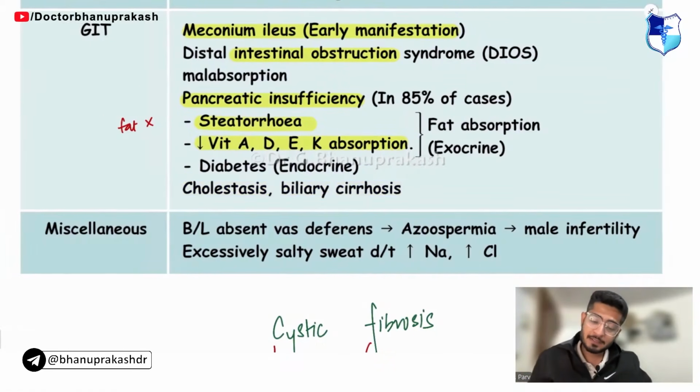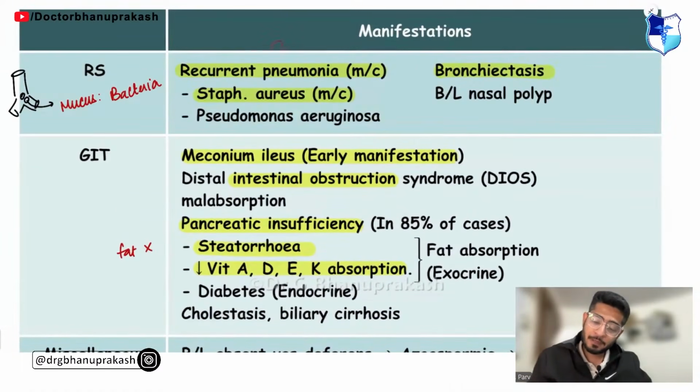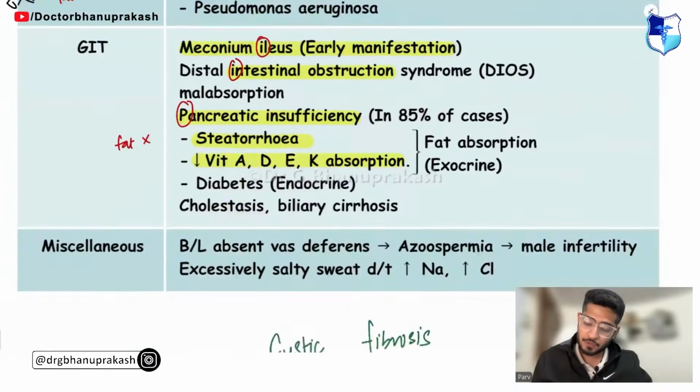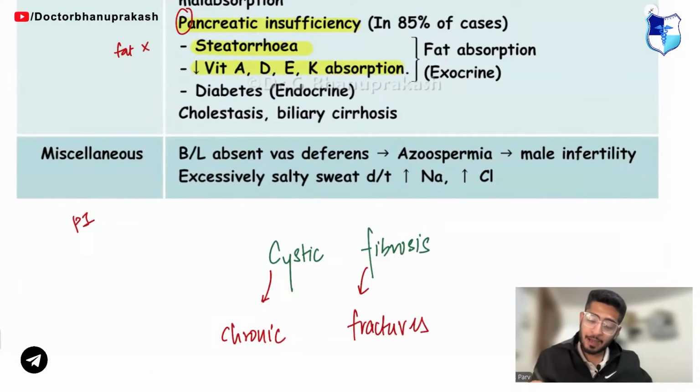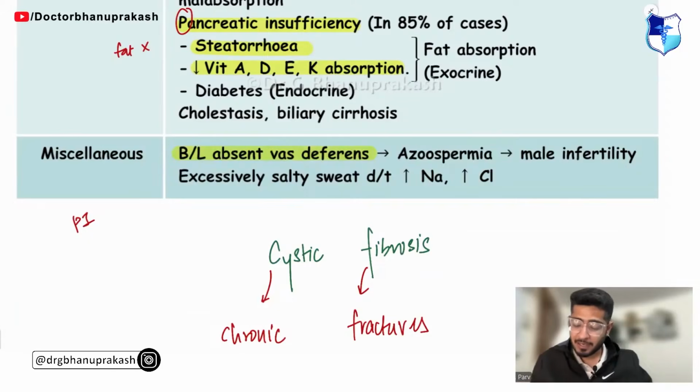So just remember these things. What are the things? You will have P for pneumonia, P for pancreatic insufficiency, and I for meconium ileus, and I for intestinal obstruction, which is going to be there. Then you have to understand, in cystic fibrosis there is absent vas deferens also, that is azoospermia. This you have to understand.